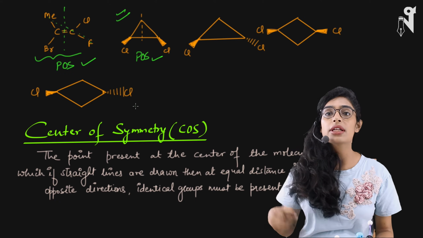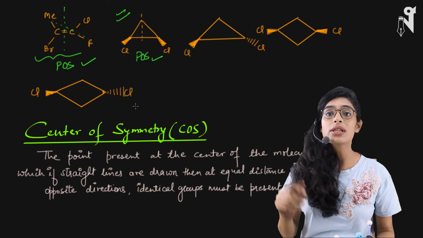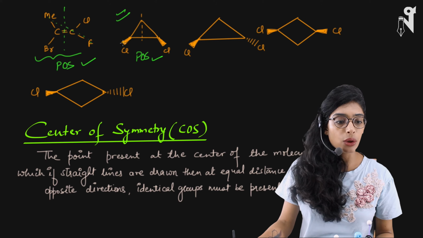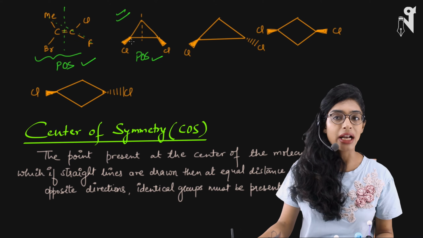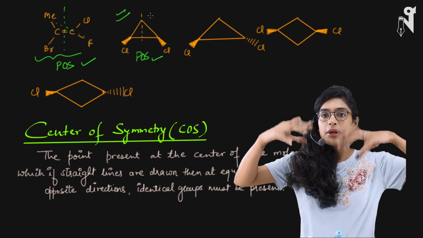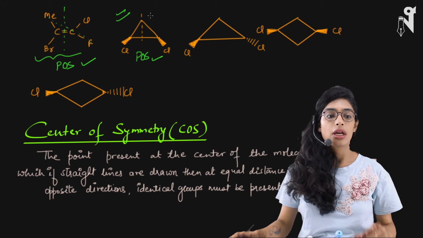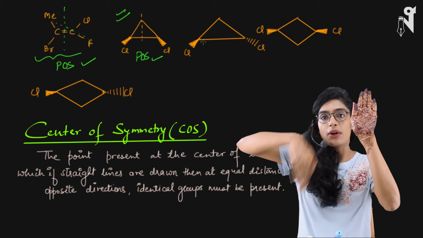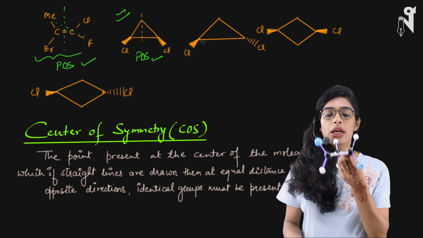The next compound I have taken is again the cyclopropane. But what is the difference between this cyclopropane and the previous one? In this, both the chlorines were in the same plane, basically on the same side. And here, one is cis and another is trans. One is towards the viewer and one is away from the viewer. So this is how the representation is.